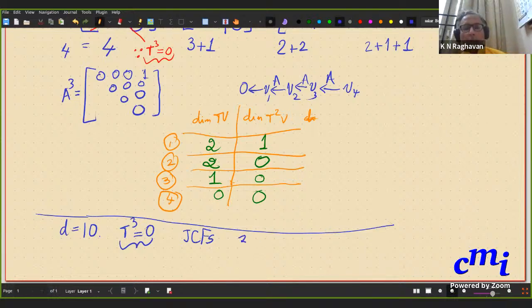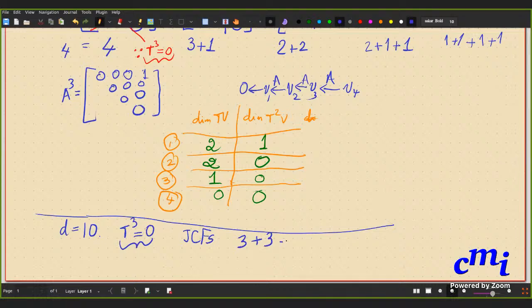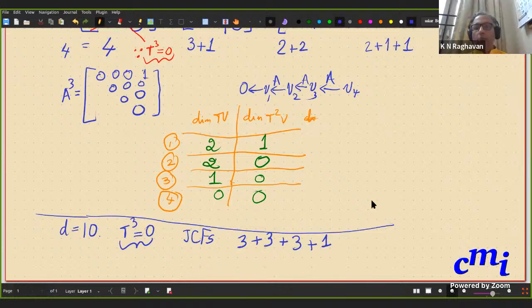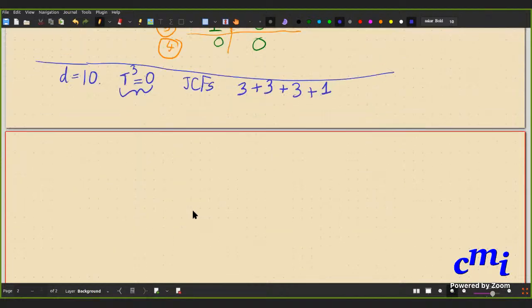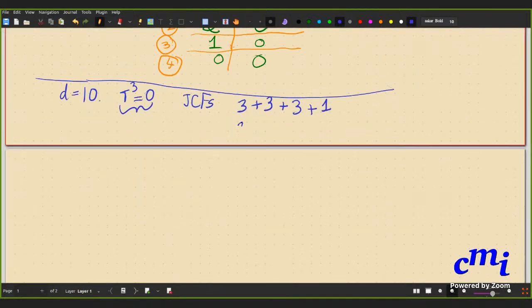So let me start here. One possibility is 3 plus 3 plus 3 plus 1. Okay, that's one possibility. What are the other possibilities? 3 plus 3 plus 2 plus 2.